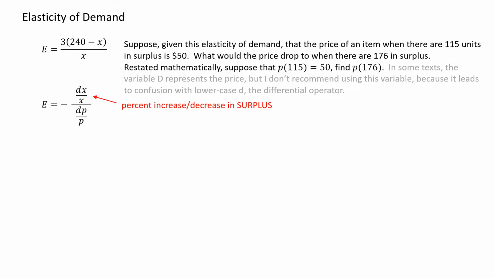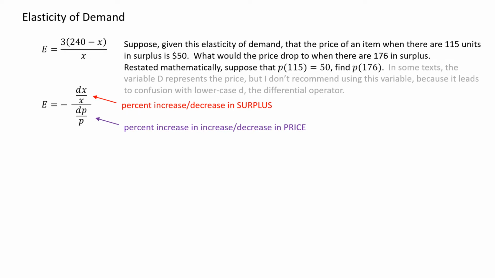The numerator here is the change in demand, dx or delta x, you could call it. The change in surplus, I meant to say. The percentage increase because we're dividing by the surplus itself. So that's what that differential fraction represents. It's the percentage of increase or decrease in the surplus or the supply. And if we divide that by the percentage increase or decrease in price, then that gives us our elasticity.